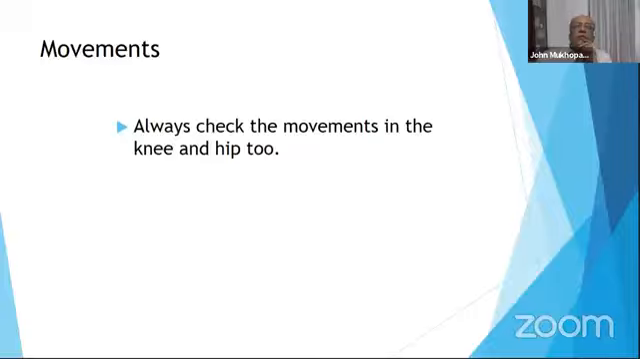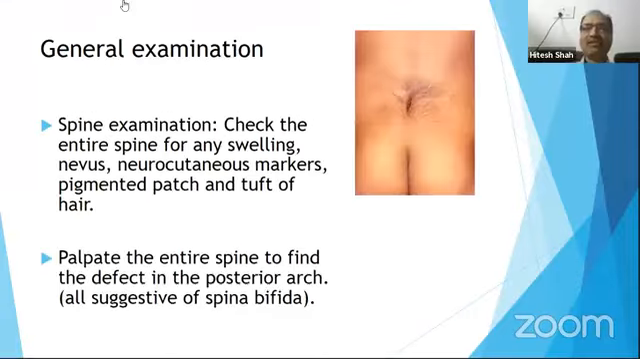Hitesh, anything else you want to add to that? Yeah, whatever they said is correct. The swelling, nevus, neurocutaneous markers, pigmented patch, sometimes the tuft of hair, a very subtle sign. Or sometimes a dimple would be there, or sometimes the apex of the deformity will give you the idea about the tethering.